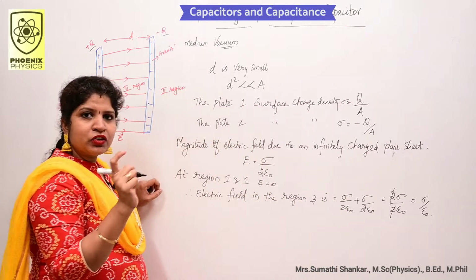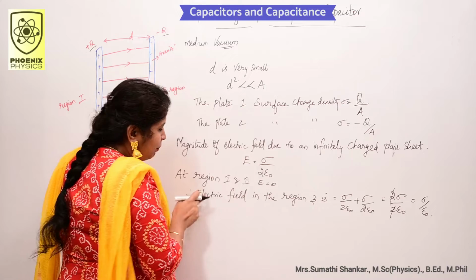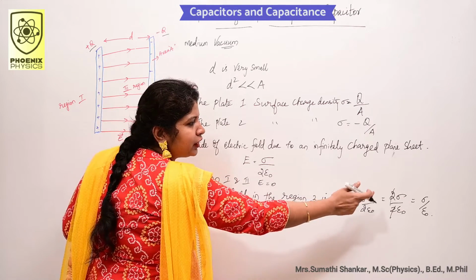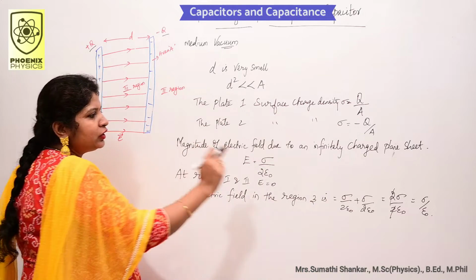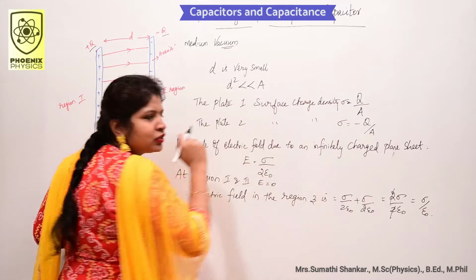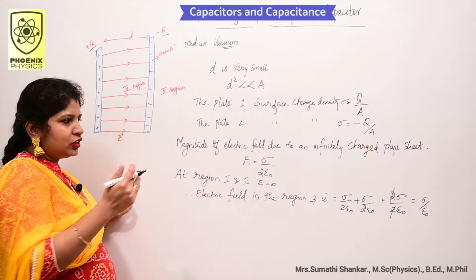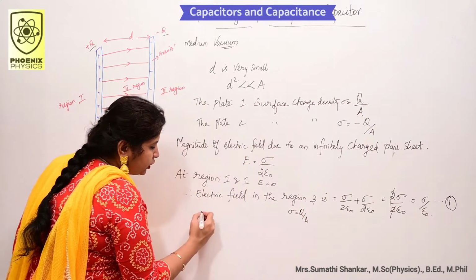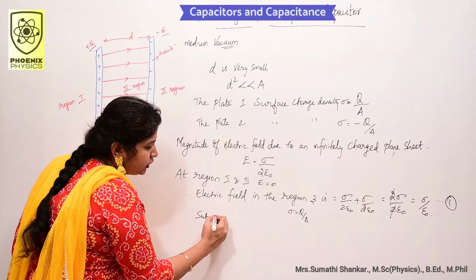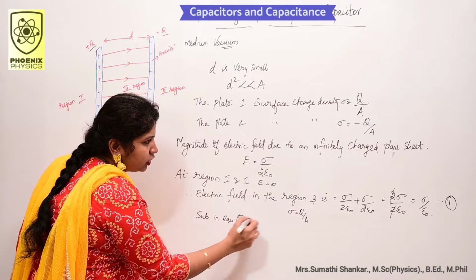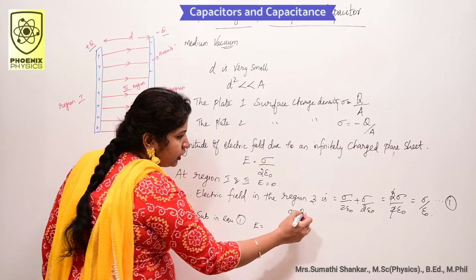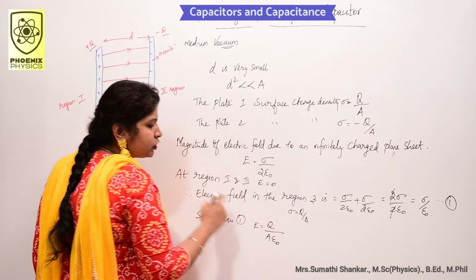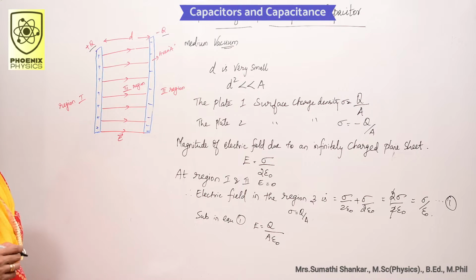And why did I put plus sign? Because I am calculating only the magnitude of electric field. So just add these two expressions, you can get sigma by epsilon naught. You know that sigma value. What is sigma? Sigma is nothing but surface charge density. Sigma is equal to q by a. So substitute sigma value in equation 1. So E is equal to q by a epsilon naught. This is our electric field expression.